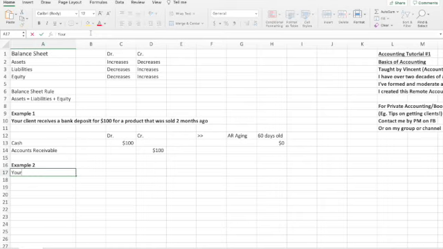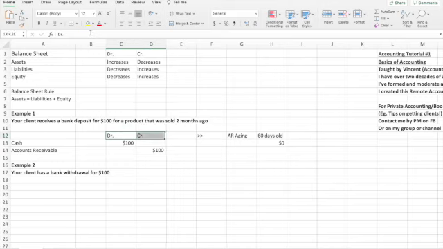Say your client has a bank withdrawal for $100, right? Okay. So if your client has a bank withdrawal for 100, what is going to be the debit and what is going to be the credit? And I'll put this down here. Okay, guys, this is where you guys are going to pause it, think about it, and then let's get that all spelled out here. Okay, pause the video right now.